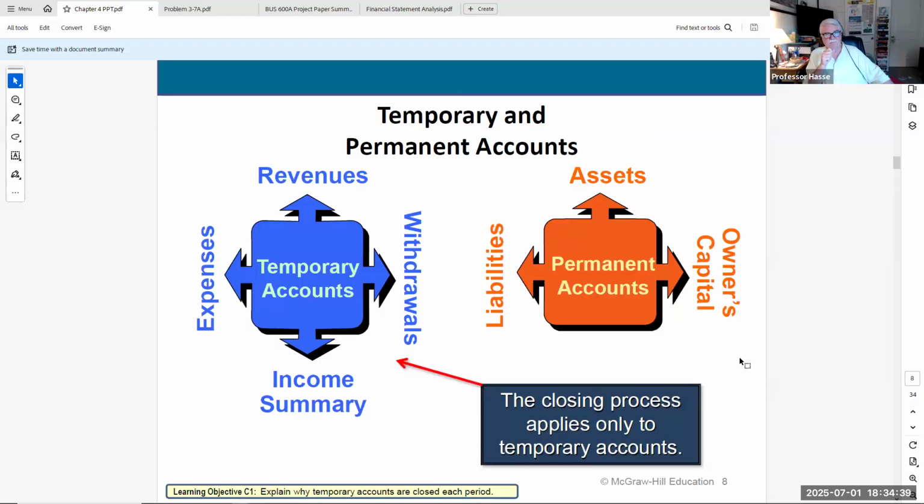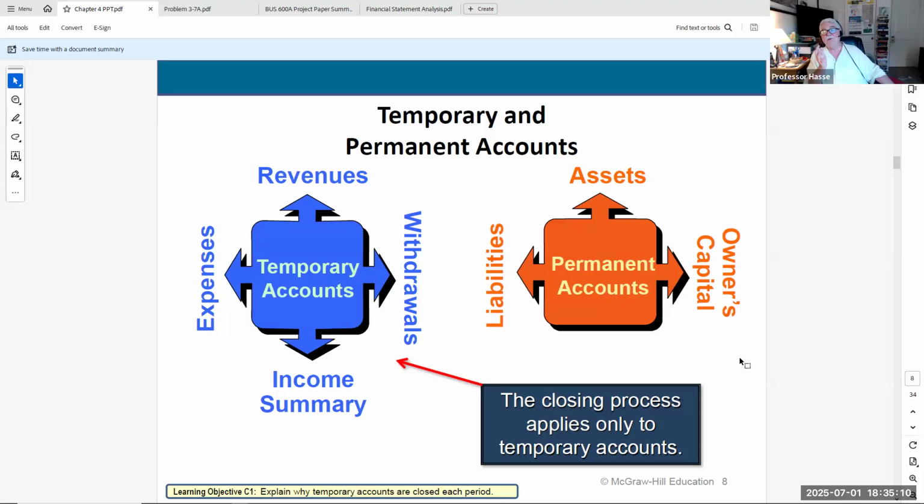We've mentioned this before, but we close certain accounts in our financial accounting chart of accounts that are temporary. In other words, those accounts that have only 1 year of life: revenues, expenses, withdrawals, or what is also called dividends. Those are temporary accounts. They last for 1 year, and then they're done. Because why?